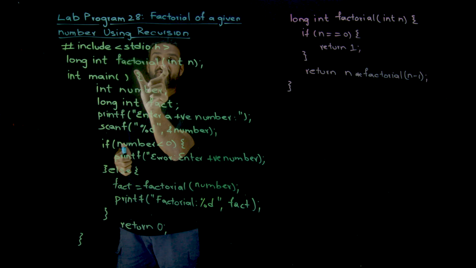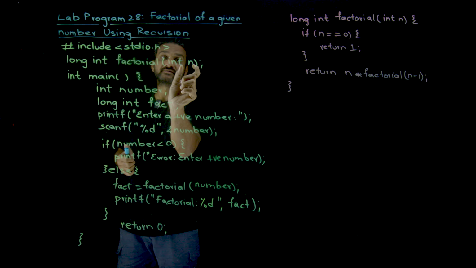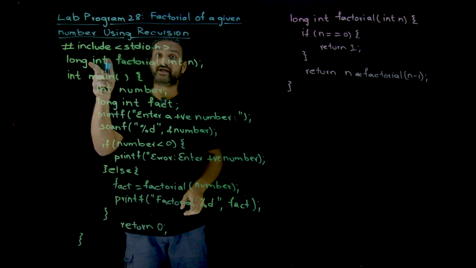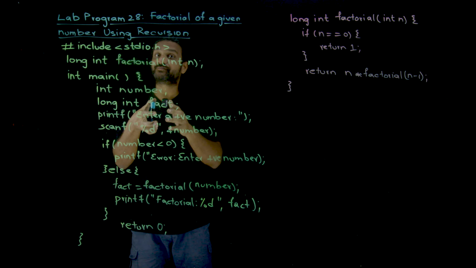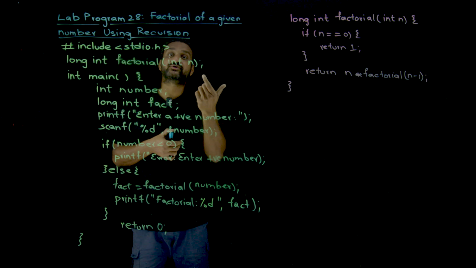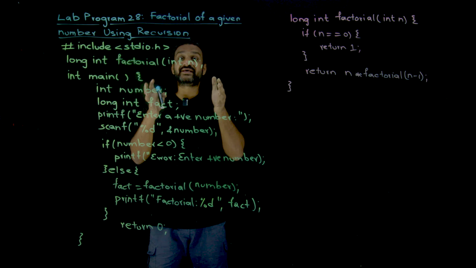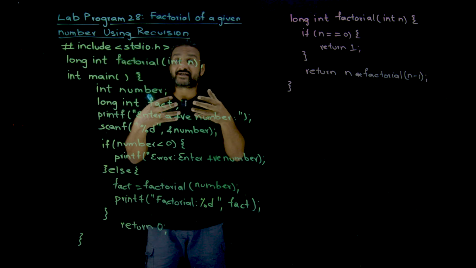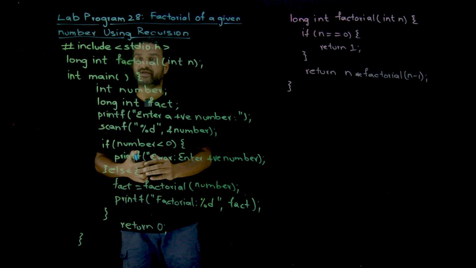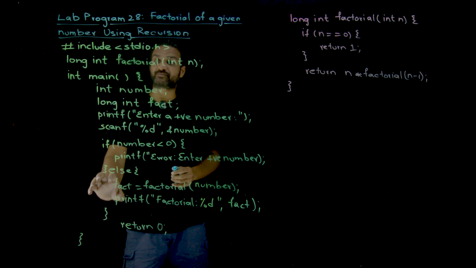Here I have taken a function called factorial, and within this the parameter is n, and this is the function definition, and I have taken it as long int. Why have we taken long int? Because the factorial of a small number, like 15 factorial, is going to generate a very big number. In order to store those big numbers that are returned as values, we need to declare them as long int.